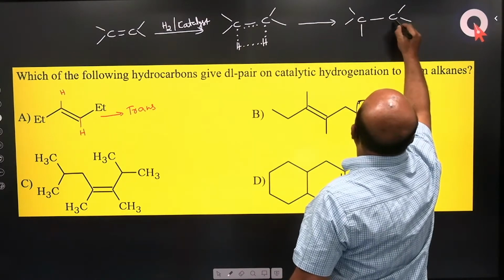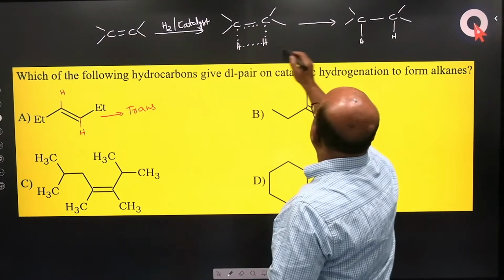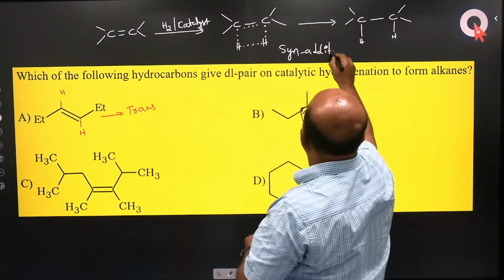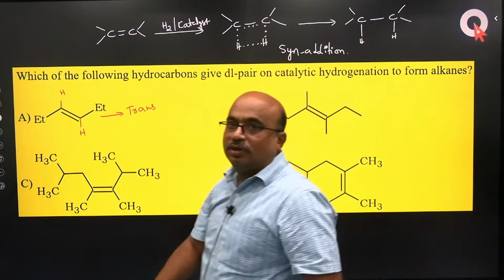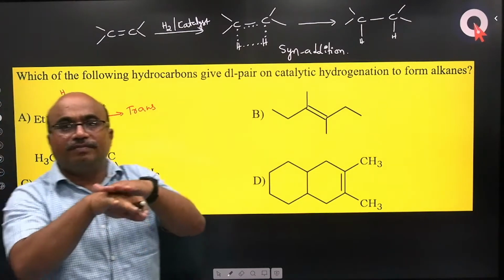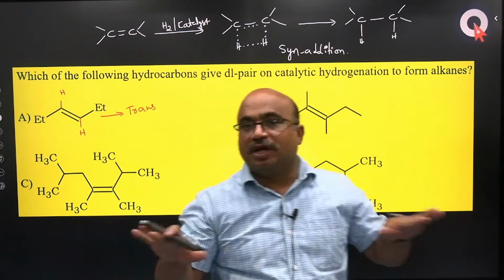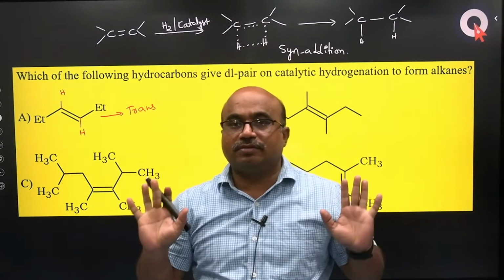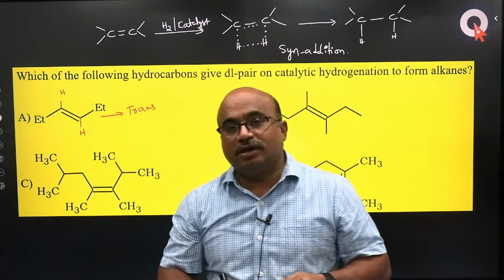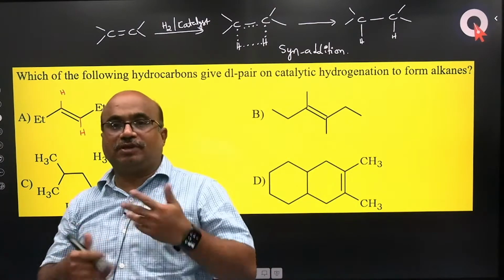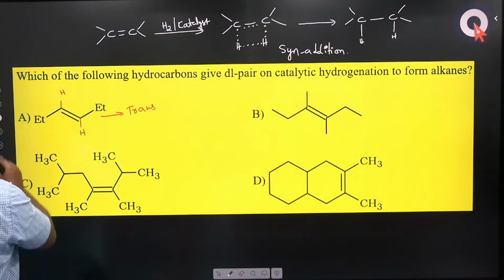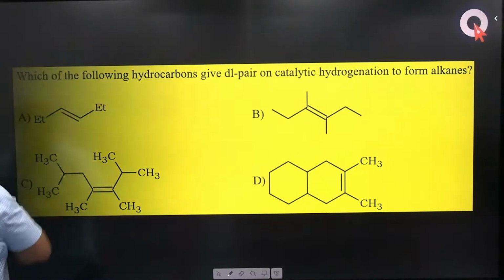So we are getting hydrogens here. The addition is what we call syn addition. So in any catalytic hydrogenation process, the addition is a syn addition. So for the trans compound, if you are adding hydrogen through syn addition, what do we see? Let us look at the next page, and we will come back to this question.